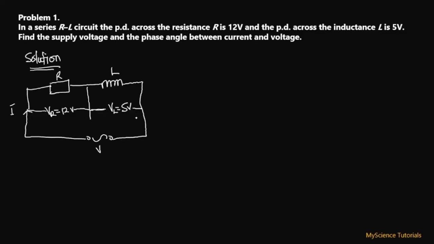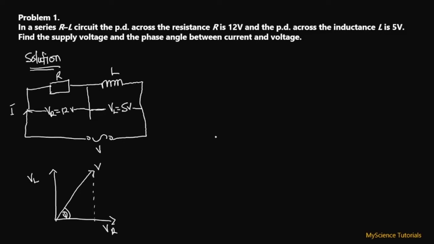All right, so now that we have this circuit diagram, we've been asked to find the supply voltage, which is the phasor sum of these two, and also find the phasor angle. So if we draw the phasor diagram, we're going to have something that looks like this. We'll have our VR over here, and then our VL over here, and then our V will be here, and this angle is what we are supposed to find.